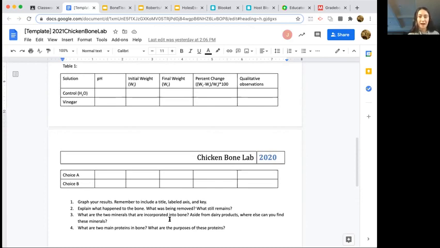Just to make sure, we can throw away the bone now, right? Exactly. Yes, you are good to throw them away now.